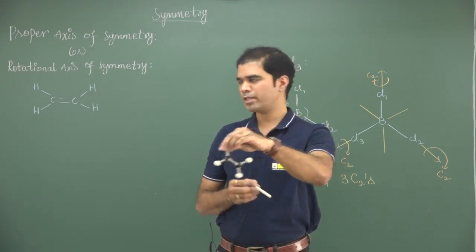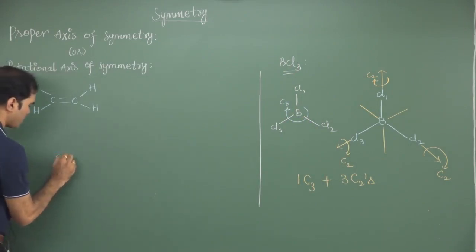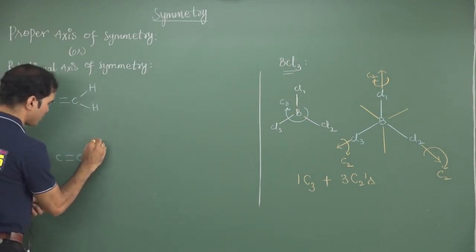So what do I conclude? If I choose the ethylene molecule, in ethylene altogether there are C2s, 3 in number.